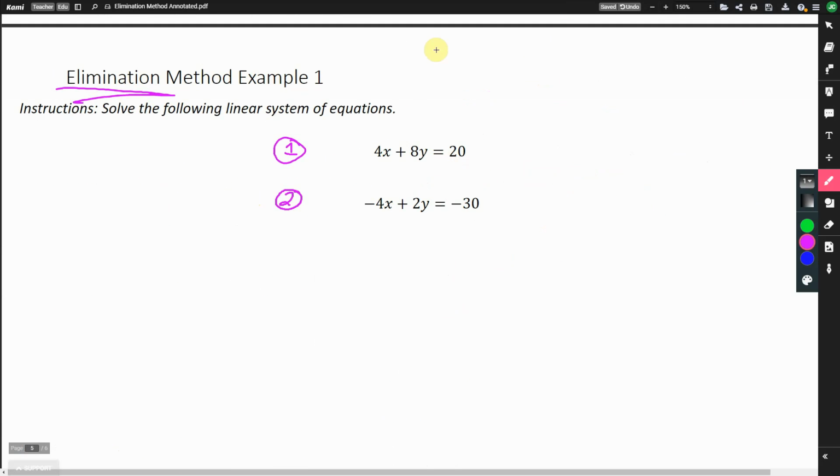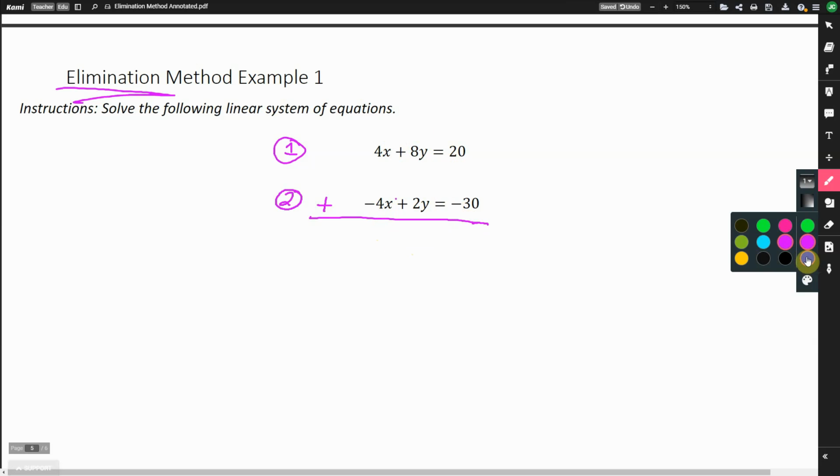So for example, you want to look at your x's or your y's. If you notice here, on the first equation we have 4x, and on the second equation we have negative 4x. They're the same numbers but opposites. This situation is what we want, okay? Because you're going to add these two. You're going to add the x's, the y's, and the numbers.